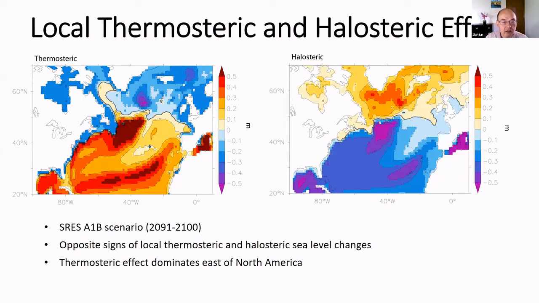The steric sea level change can be further decomposed into the local thermosteric and the local halosteric part. Local means the global mean is removed. You can see the two parts actually compensate each other, but the thermosteric part dominates over the halosteric part. So the thermosteric effect is mainly responsible for the total steric sea level rise east of North America.